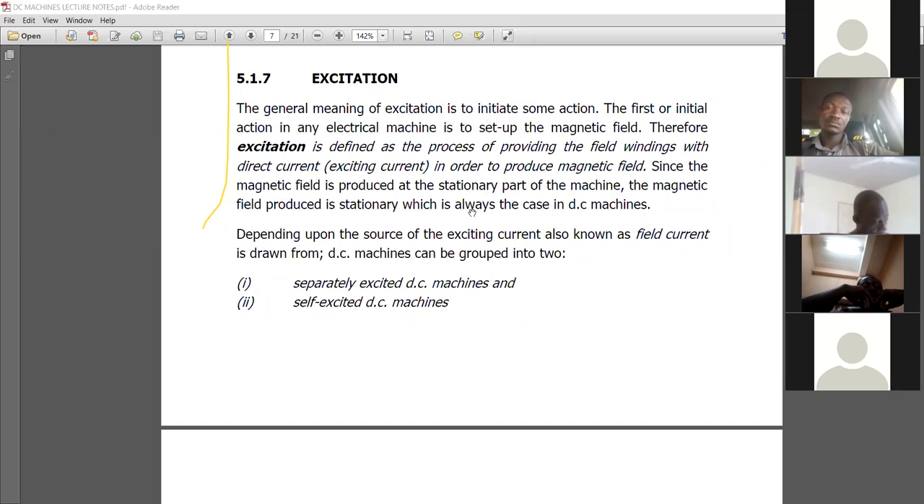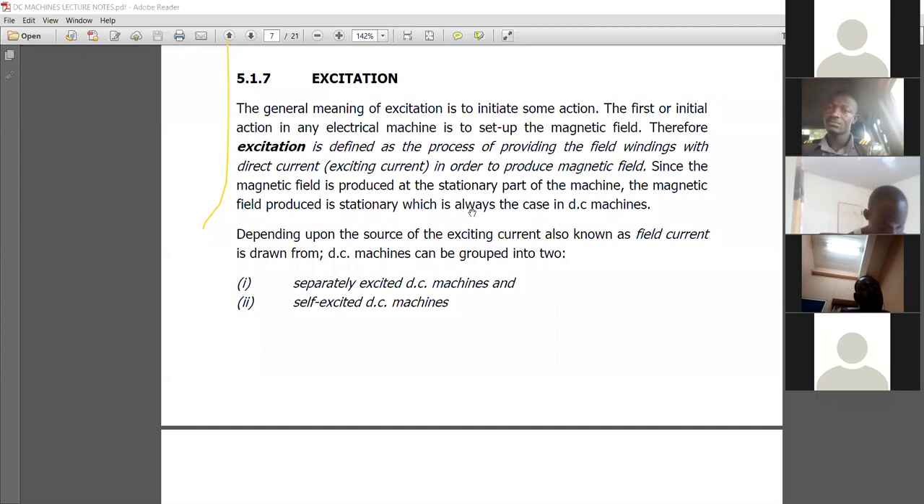Are you saying that we haven't discussed this topic? Tell me. You say we haven't discussed it to the extent that we have not talked about types of DC machines in terms of saying one is shunt, series, and then compound. We haven't talked about those things. No, sir. Haven't. Okay. All right.